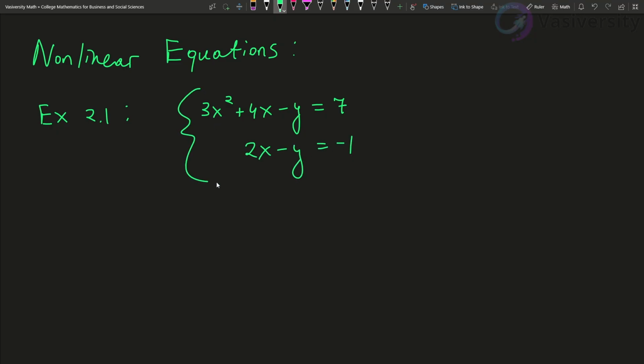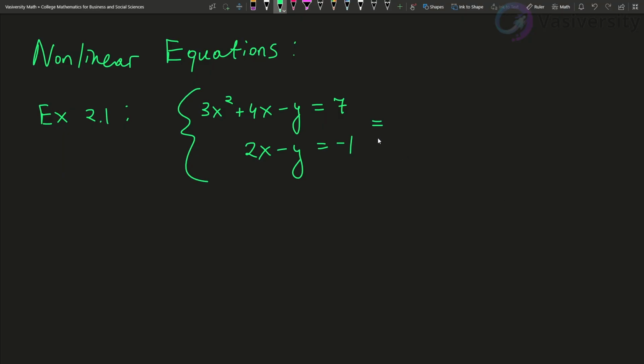Right, so clearly the first equation is nonlinear because we have x squared. The linear operations are addition, subtraction, or constant multiplication. So the moment we have something more complicated, like a power or a logarithm or any kind of exponential, that becomes nonlinear. So x squared is considered nonlinear because you're multiplying x by itself. Okay, but the second equation is still linear.